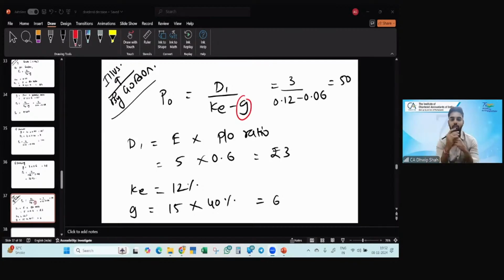When to add growth? When the question has a line like this, that the last dividend paid by the company is rupees 4, or the recent dividend paid by the company is rupees 5. This is the hint that you have to add growth to the last dividend.